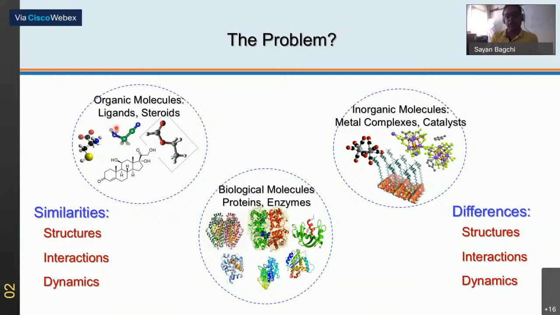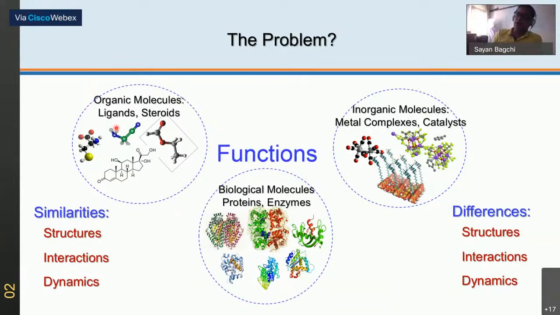Also, in the same molecule we are talking about, it also depends on the surrounding. Depending on the surrounding, the motions will be different. So we see, if we compare all these different molecules, we have the similarities and the differences. The similarities and the differences boil down to the same three things: structures, interactions, and dynamics.